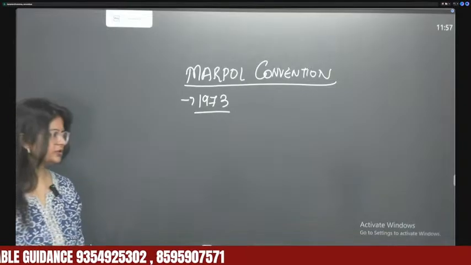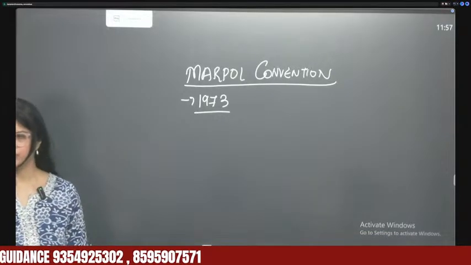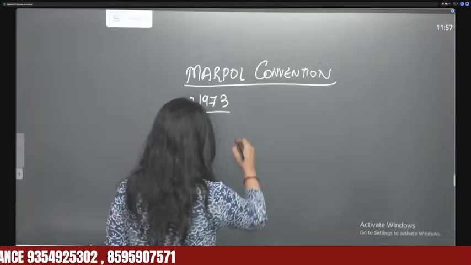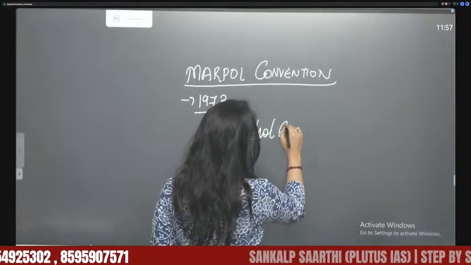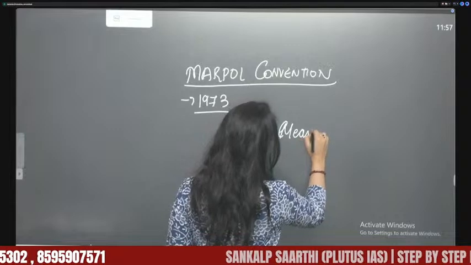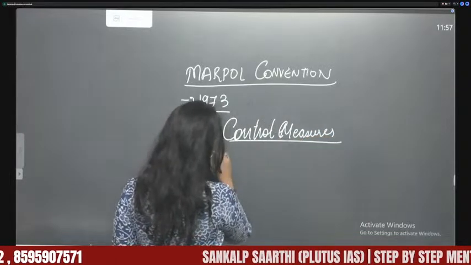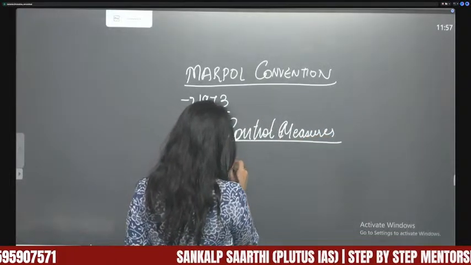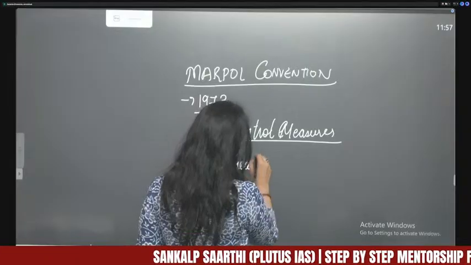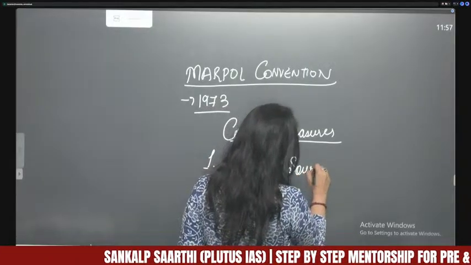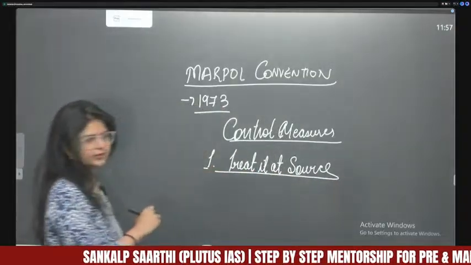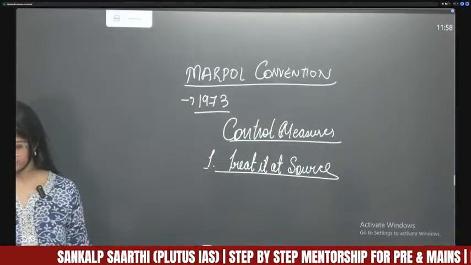See the control measures, write down the control measures. What control measures they are talking about? Write down. First is treating at the source. They are saying do not dump it, you treat it from where it has been originated. Okay? Treat it at the source. आप सोर्स पे ही उसको ट्रीट करिए. ठीक है? You treat it at the source.